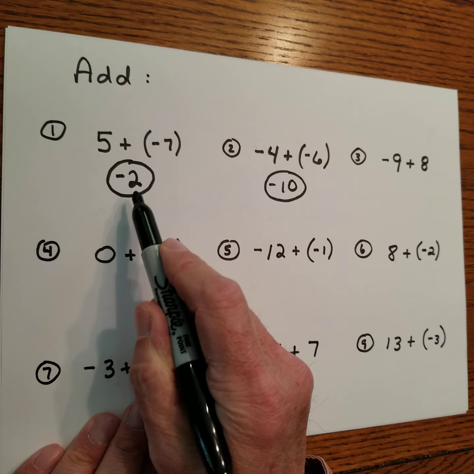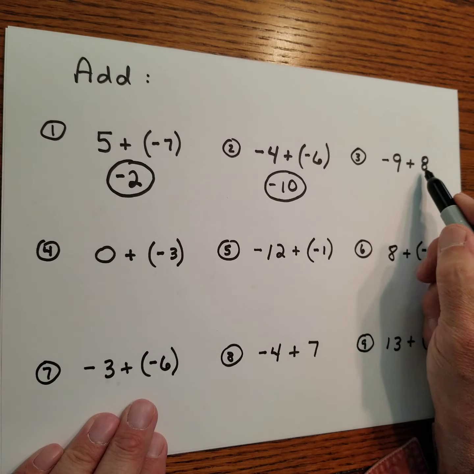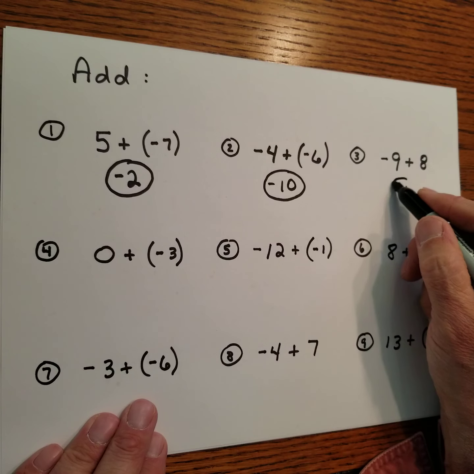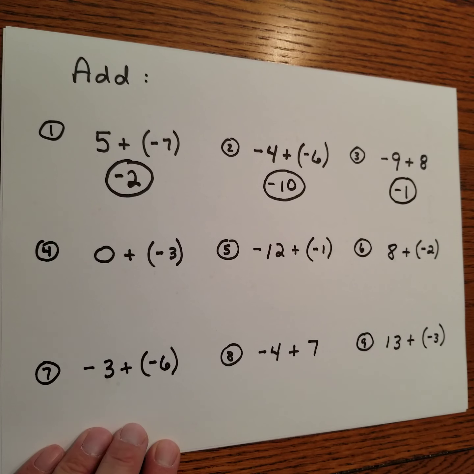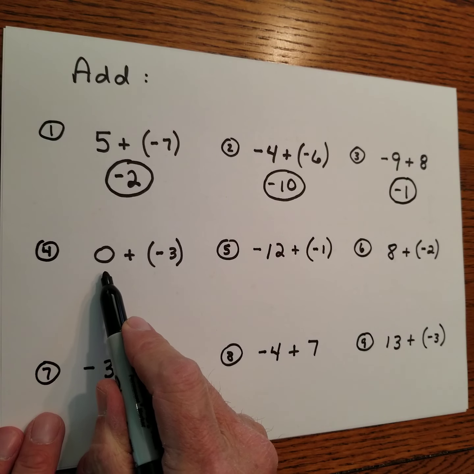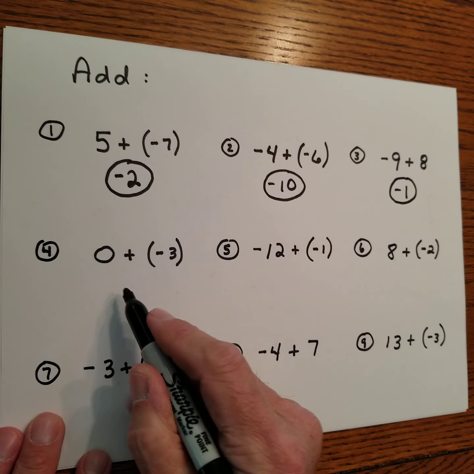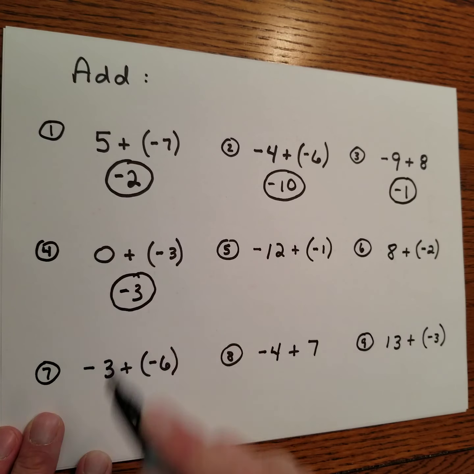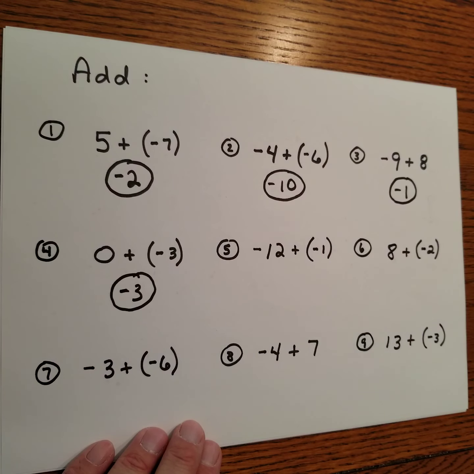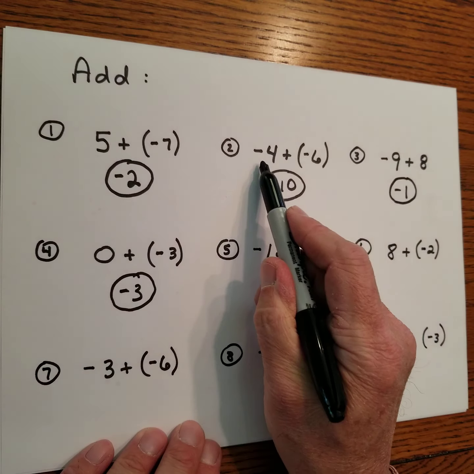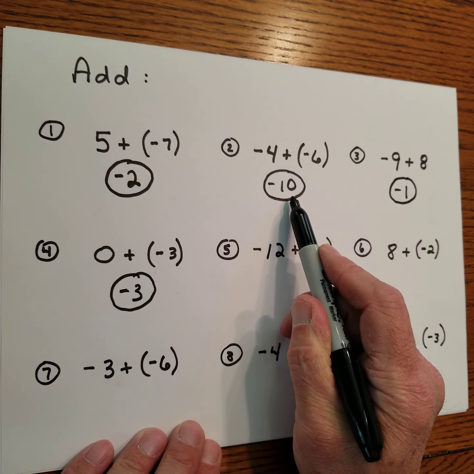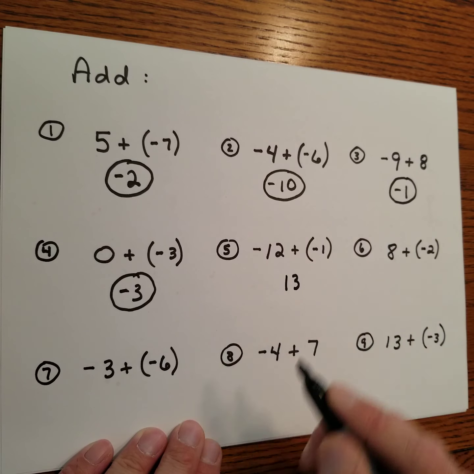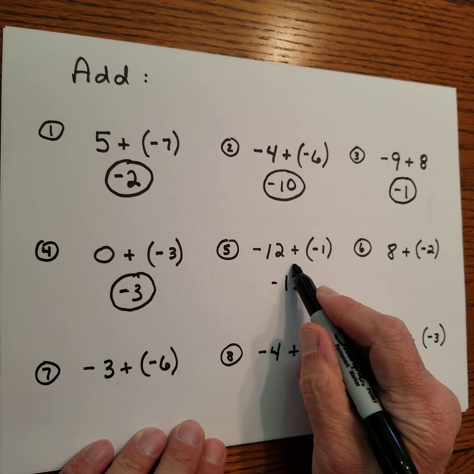Different signs, subtract. Take the sign off the larger number. Great. Well, 0's nice. Anytime you add with 0, you just get the other number back again. 0 plus -3 is -3. When the signs are the same, add, and keep the sign.